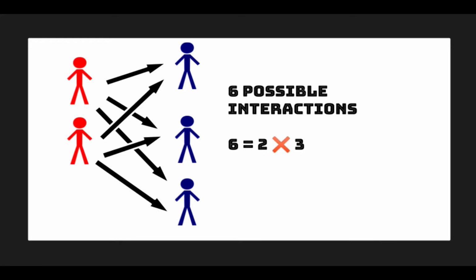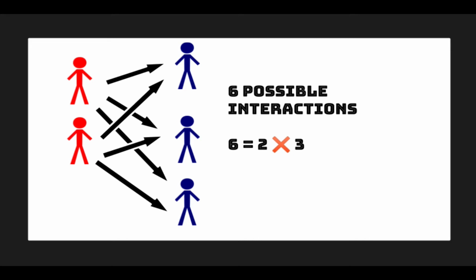Instead, let's focus our school down to just a couple of individuals, 2 people in red who know the rumor, and 3 people in blue who don't know the rumor. Let's think about how the rumor can spread. The top person in red can have 3 possible interactions with people who don't know the rumor. Same thing with the bottom person in red. That is 6 possible interactions between people who know the rumor and people who don't know the rumor.